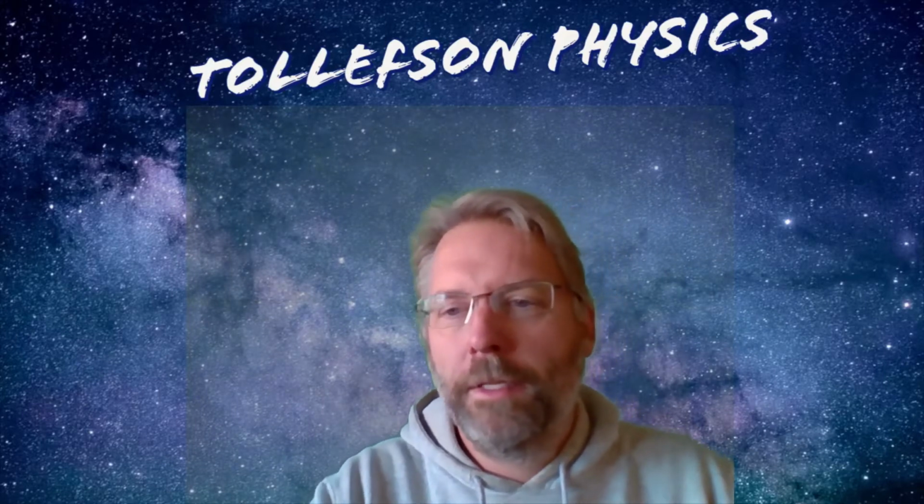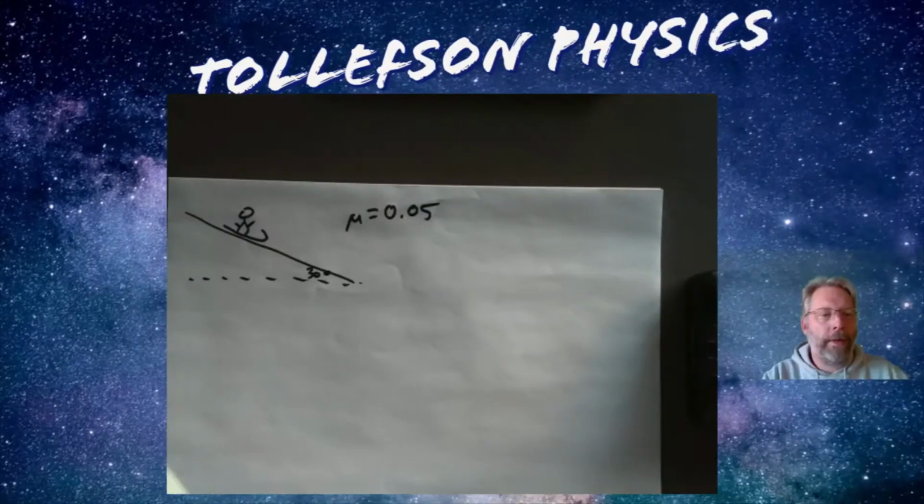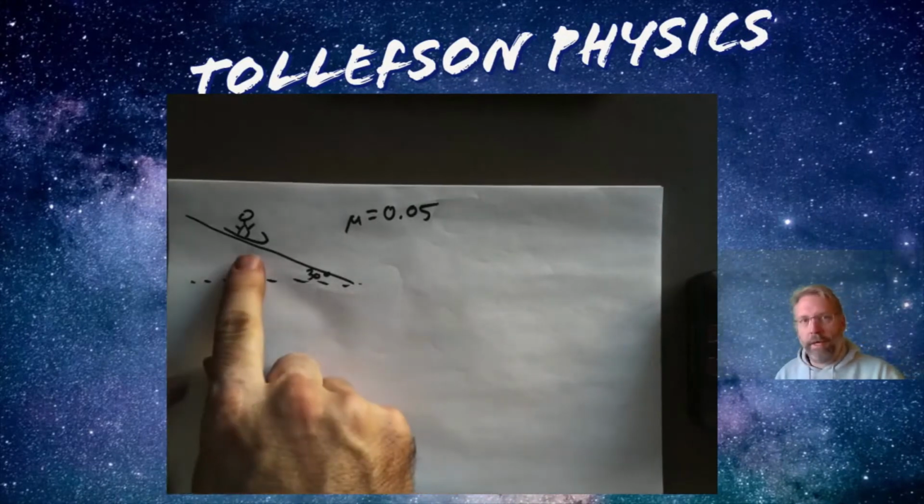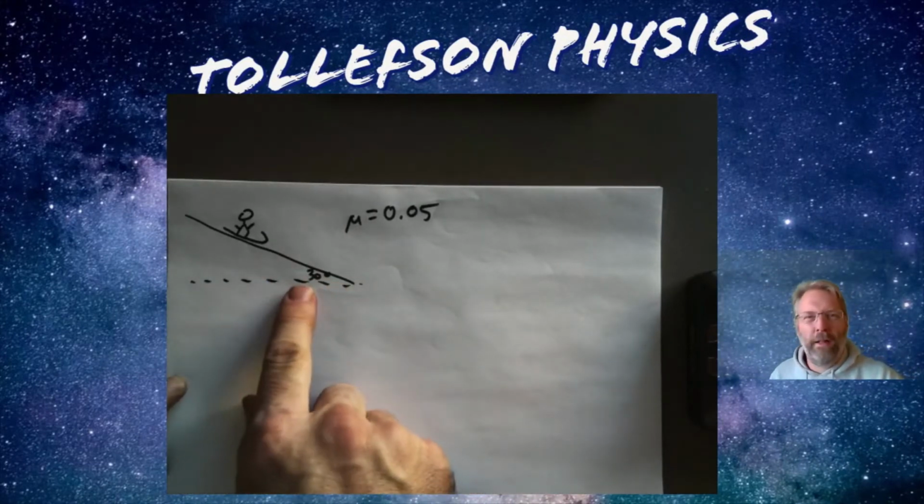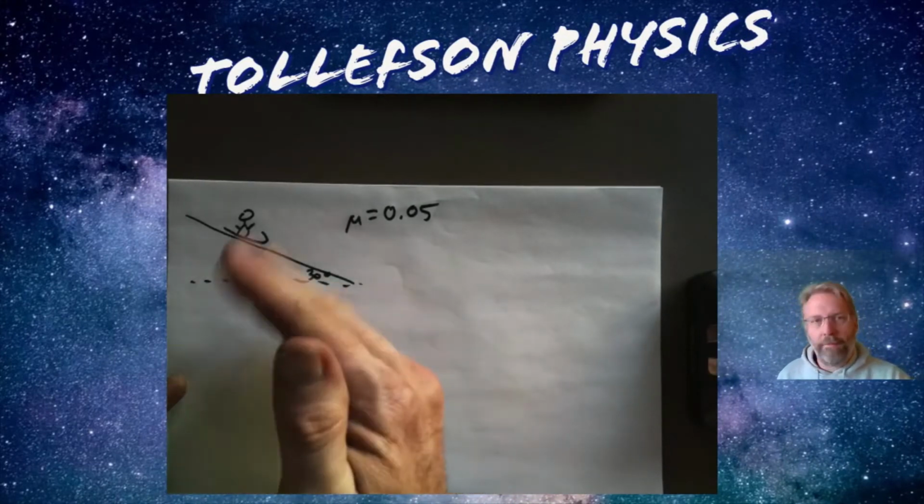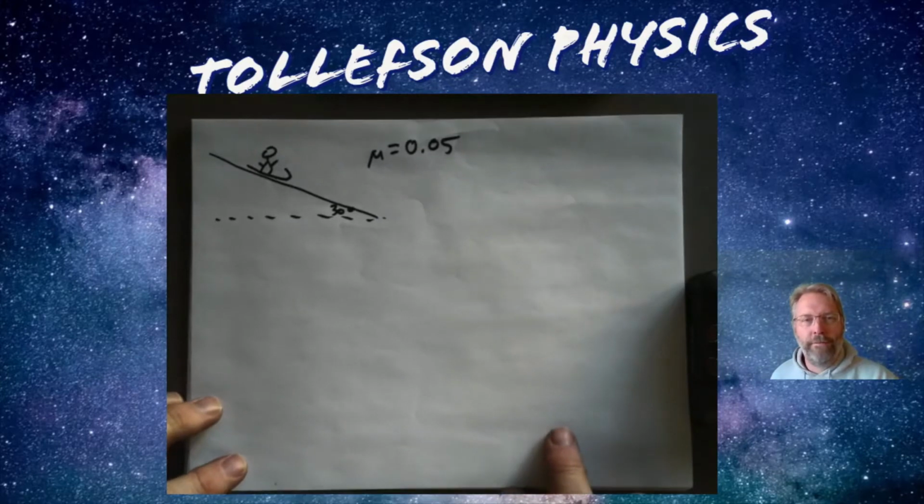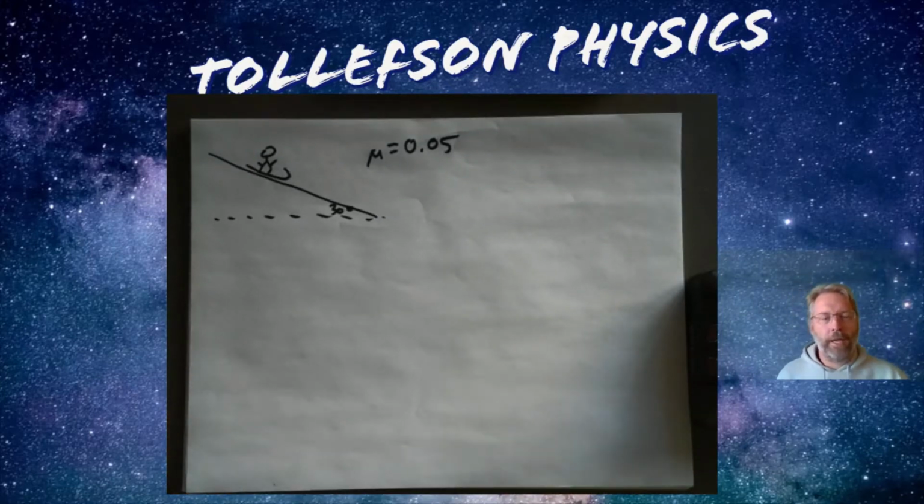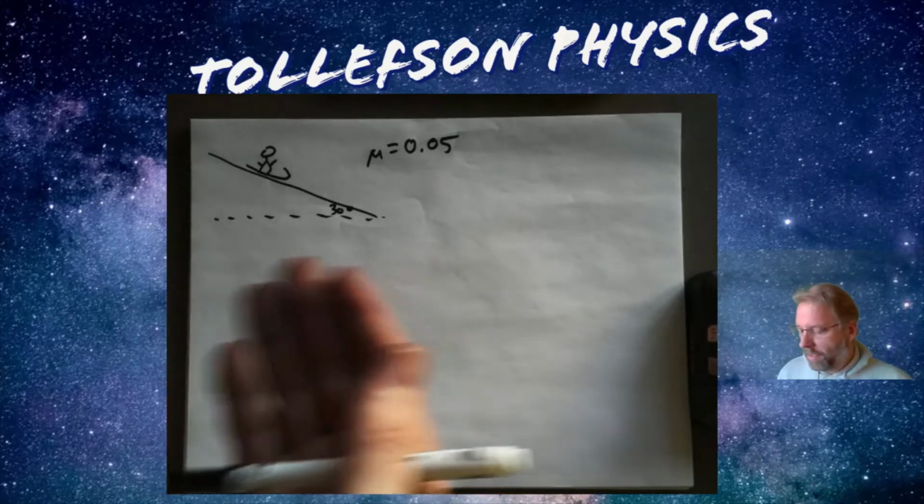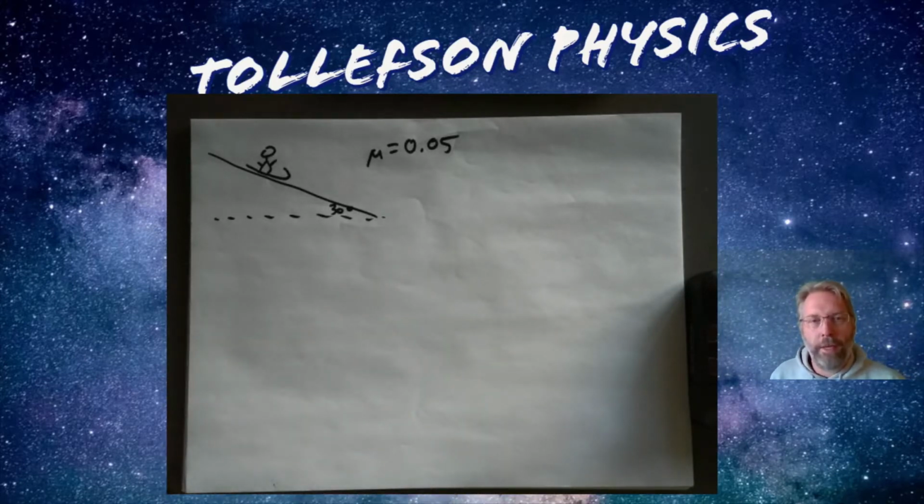All right, so let's take a look at the problem that I'm talking about. We've got this sledder, and we're going to say that the hill is 30 degrees above horizontal, and that the coefficient of friction is 0.05. That might feel like there's not enough information for this problem, but believe you me, this is actually enough for us to figure out what the acceleration of this sledder is going to be. Okay, so let's do that.